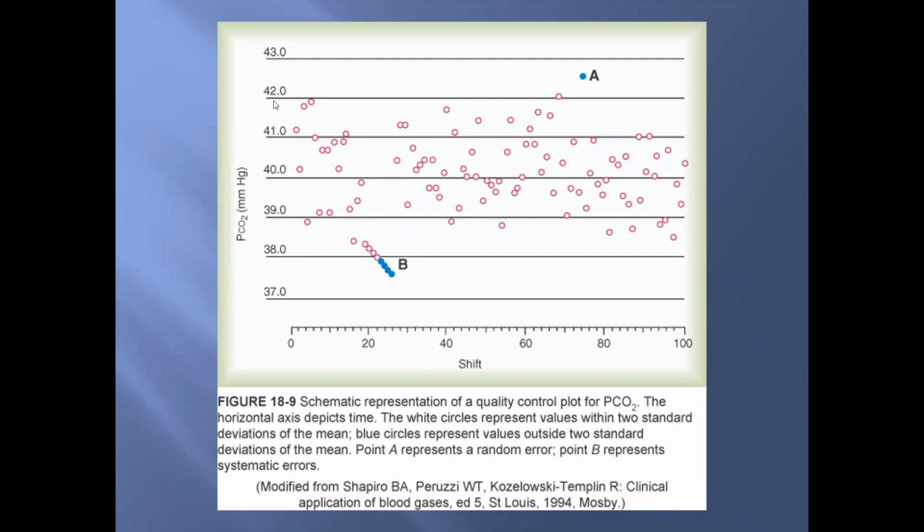So between 40 and 42 or 38 and 40. So that's 2 standard deviations above and 2 standard deviations below. If you run the control and it falls within that range, you're good to go. If you run the control and it's out of range, you have to do something. You can't continue to use that blood gas machine unless you have proof that you fixed the problem.